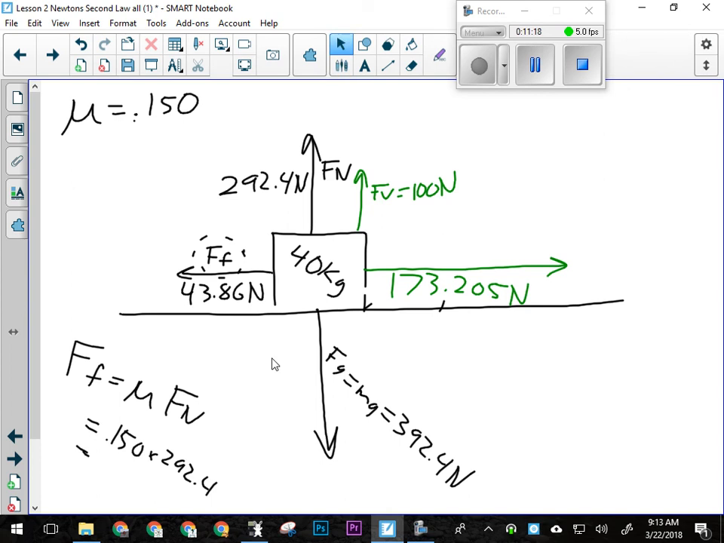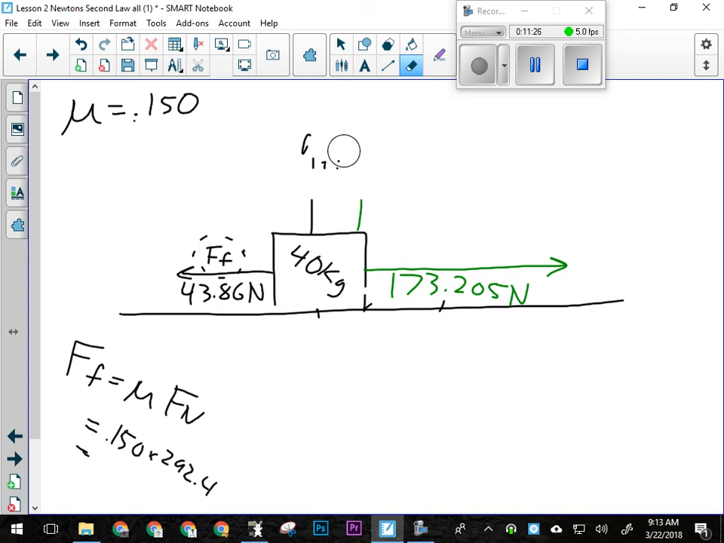I'm trying to find the acceleration of this box. I know it's not moving vertically, so I no longer need this number or these numbers. I've already taken them into account. I know they add up to 0, and I got what I needed out of the normal force, which was to help me find the force of friction. Can I now find the net force acting on this object?